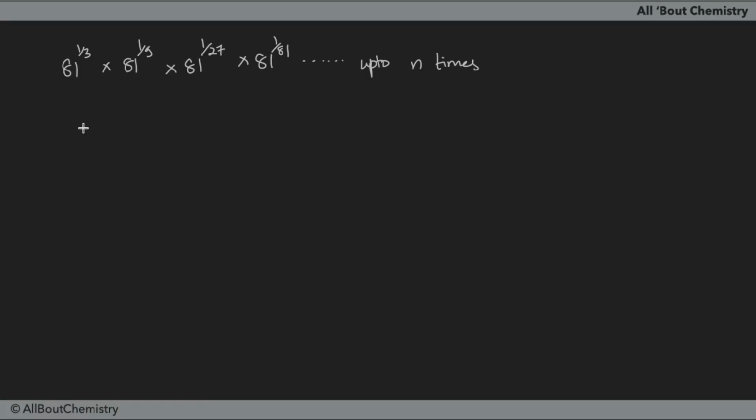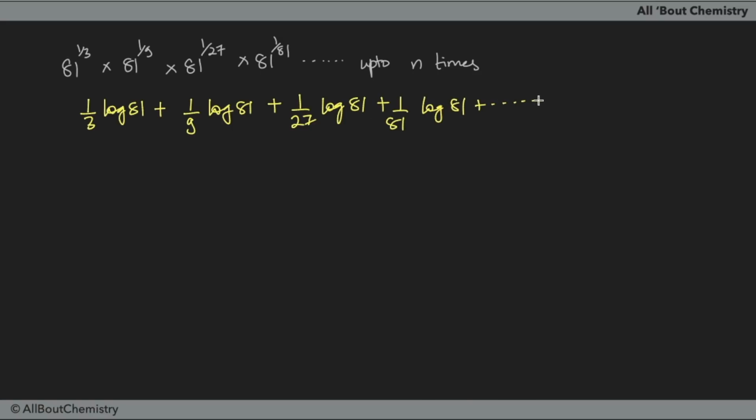You have to take log, okay? If you take log, whatever is in the power comes forward, right? So it will be 1 by 3 log 81 plus, because multiplication becomes addition in log, right? Then it will become 1 by 9 log 81 plus 1 by 27 log 81 plus 1 by 81 log 81 and so on. Now you have to take log 81 common from all of them. So it will become 1 by 3 plus 1 by 9 plus 1 by 27 plus 1 by 81 and so on.